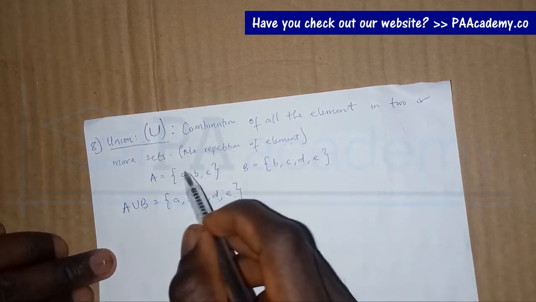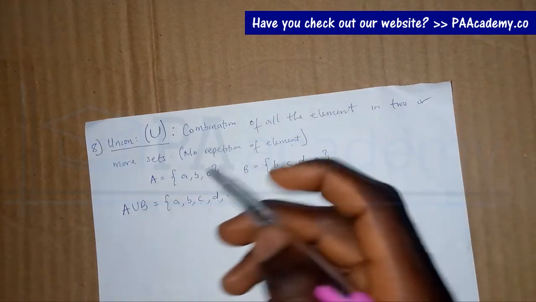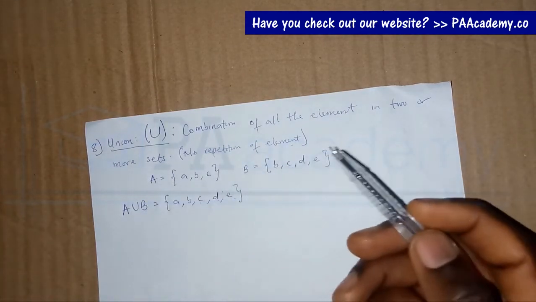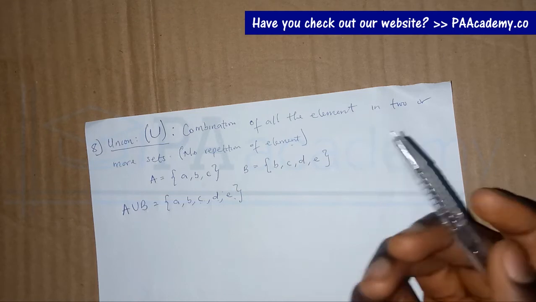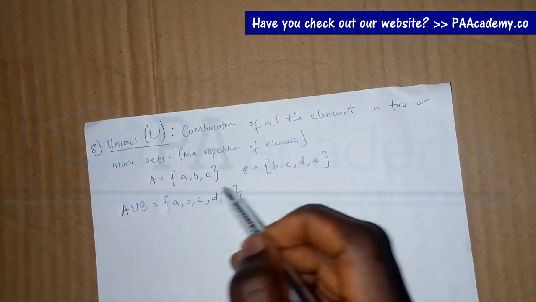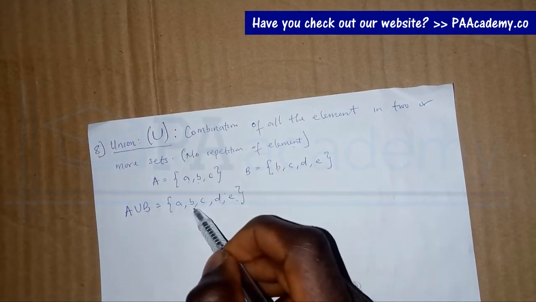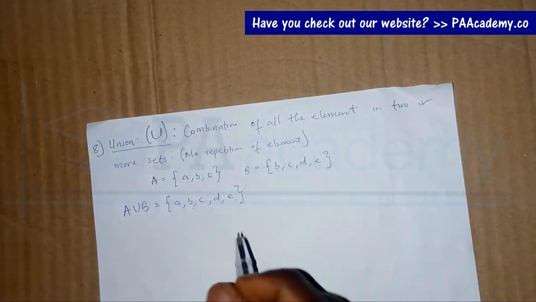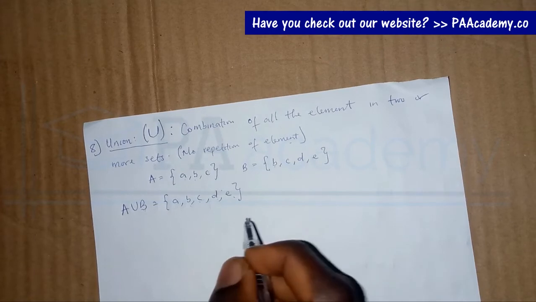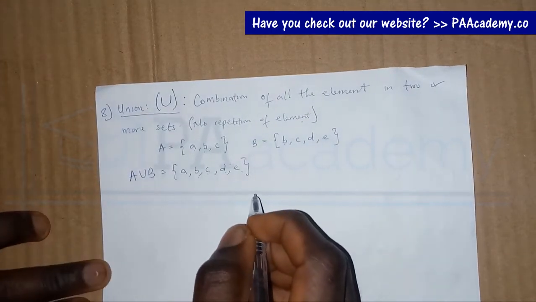So note that when you are considering two or more sets and you are looking for the union, you don't repeat any elements. You don't say that because we have B here and we have B here, then B will appear two times. No, just one is what you use. Alright, so let's look at another one that looks similar.